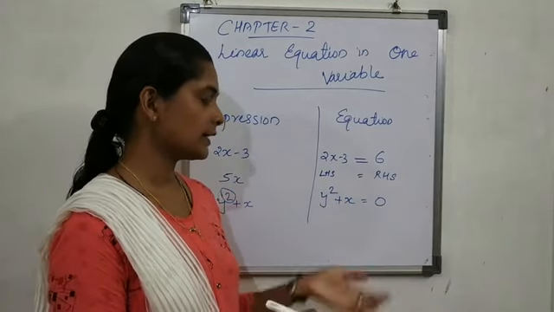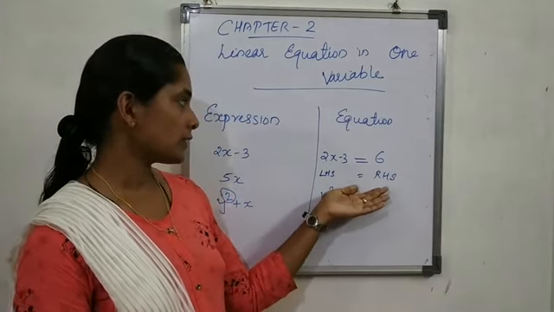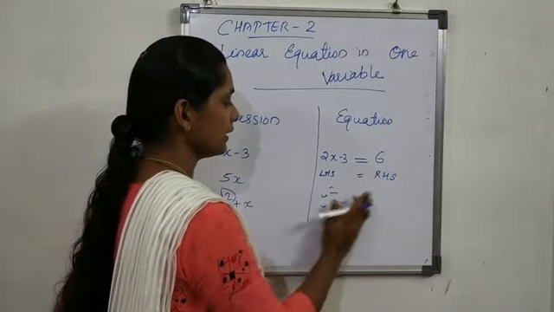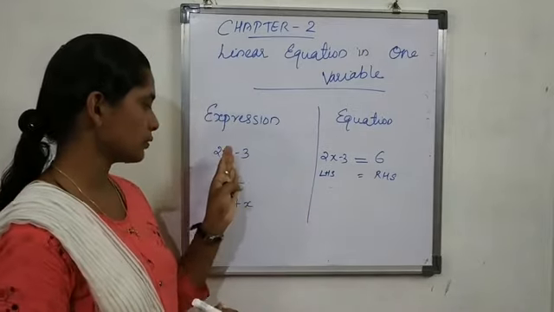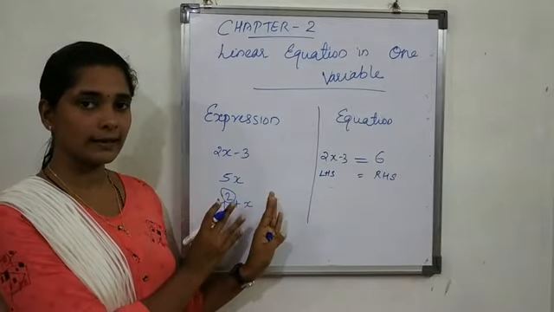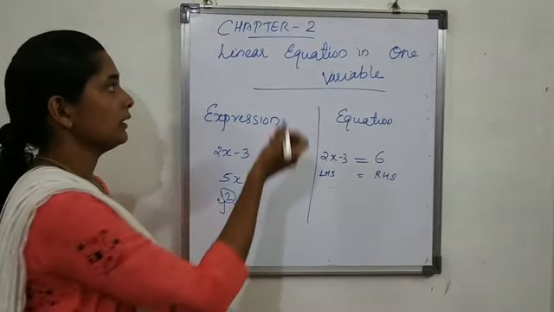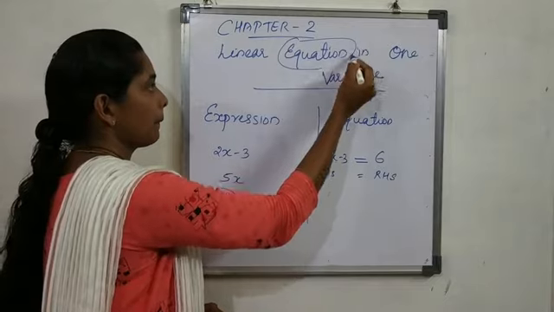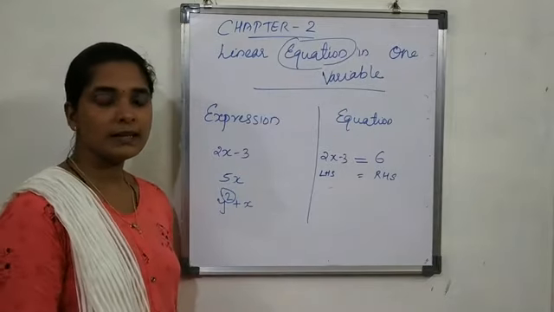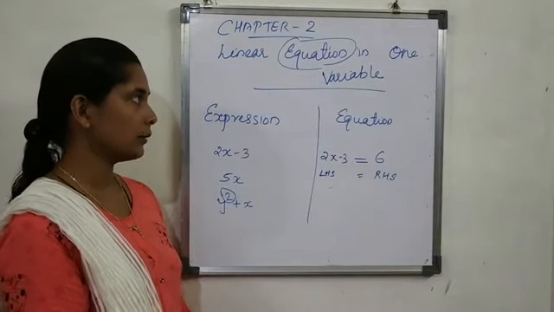An equal sign is there, so this is also an equation. An equation contains an equal sign and expressions. There is no equal sign in an expression. So you now understand, in an equation an equal sign is there and a variable is there.